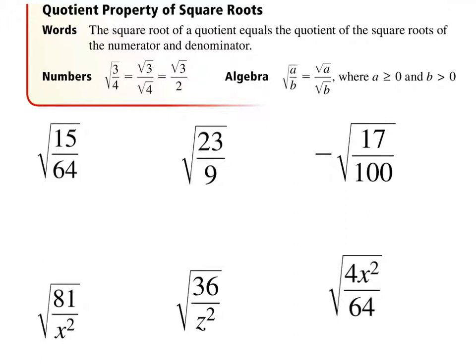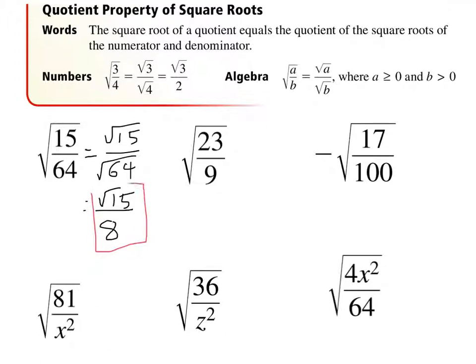For the first one, the square root of 15/64, we just rewrite that as the square root of 15 over the square root of 64. And now the square root of 64 reduces to just 8. And the square root of 15 has no perfect square factors, so we actually just leave it as the square root of 15 as our numerator, and that's all we end up with for our answer there, the square root of 15 over 8.